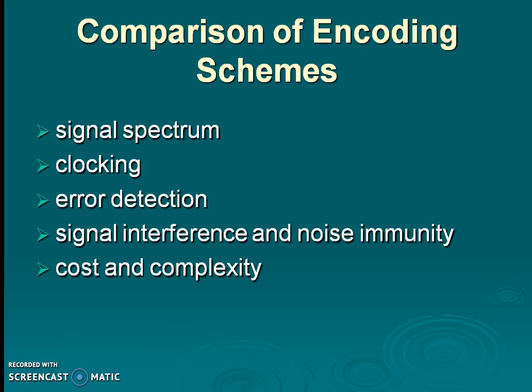Okay, comparison of encoding schemes. What are the different comparisons? What are the different schemes for comparison of encoding schemes? First one is signal spectrum. Okay, second one is clocking, third one is error detection, fourth one is signal interference and noise immunity, and fifth is cost and complexity. Okay, these are the 5 factors, 5 schemes that are there.